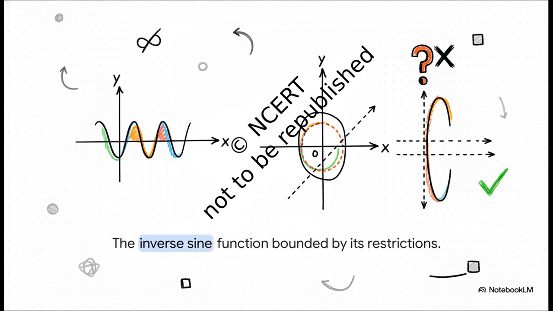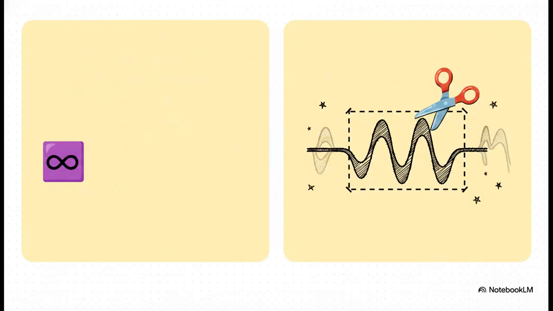But there's a huge catch here. A vertical repeating wave isn't a valid mathematical function because a single input on the x-axis suddenly gives you multiple outputs on the y-axis. We've got to fix that. So, to make this inverse a true function, we have to quite literally fence it in.